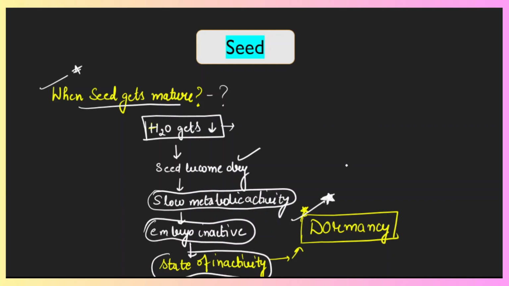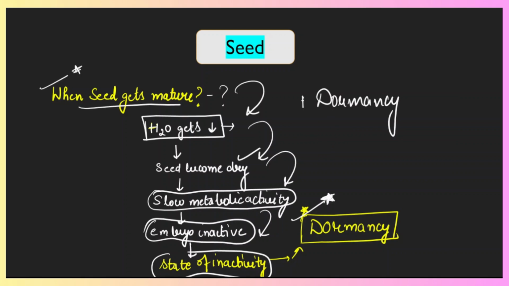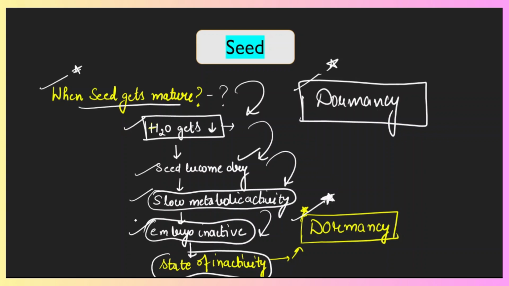This is very important. What is dormancy? When the seed matures, the level of water decreases and the seed becomes dry. Metabolically, it is inactive, and the embryo is also inactive in nature. That state of inactivity is called dormancy. This term is very, very important. During dormancy: decreased water, inactivity, dryness, the embryo becomes inactive, and the seed becomes dormant in nature.